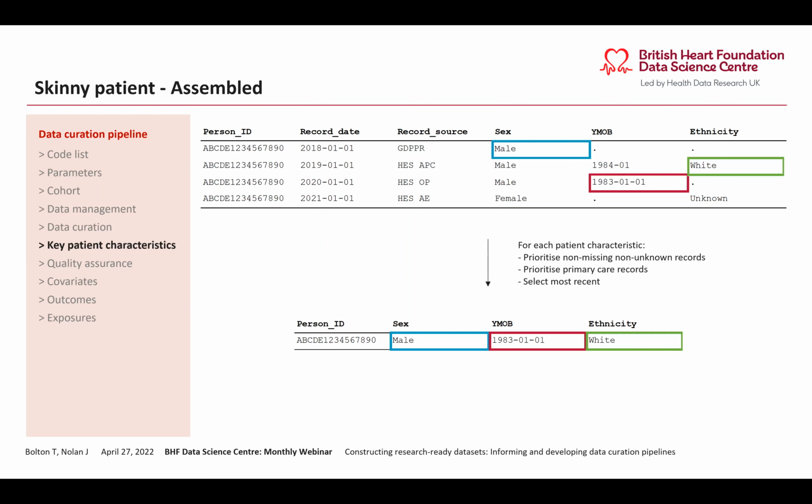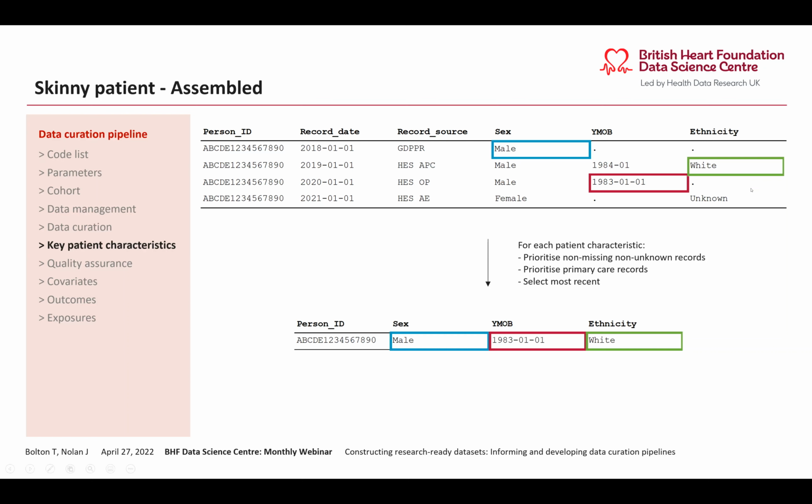For year and month of birth, with no information from primary care, we select the most recent non-missing record. For ethnicity, again, with no information from primary care, we select the most recent non-missing, non-unknown record. So in this extreme example, you can see that we've maximized information with these 3 demographics actually being sourced from different records in different data sources.